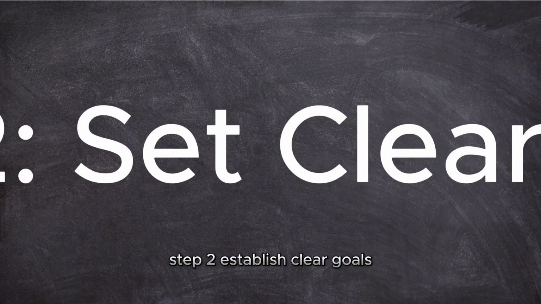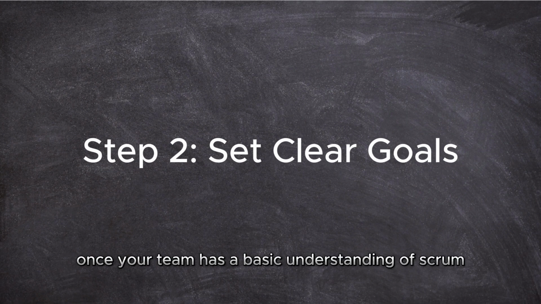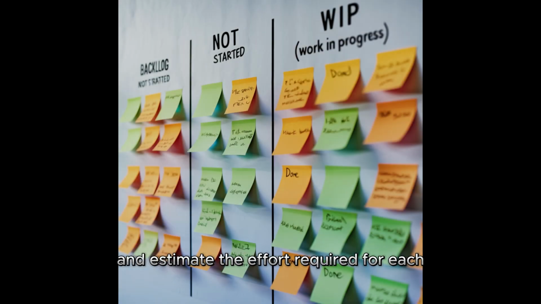Step 2. Establish clear goals. Once your team has a basic understanding of Scrum, work together to establish clear goals. Collaborate with the product owner to define the project vision and create a prioritized product backlog. Break down the work into manageable user stories and estimate the effort required for each.